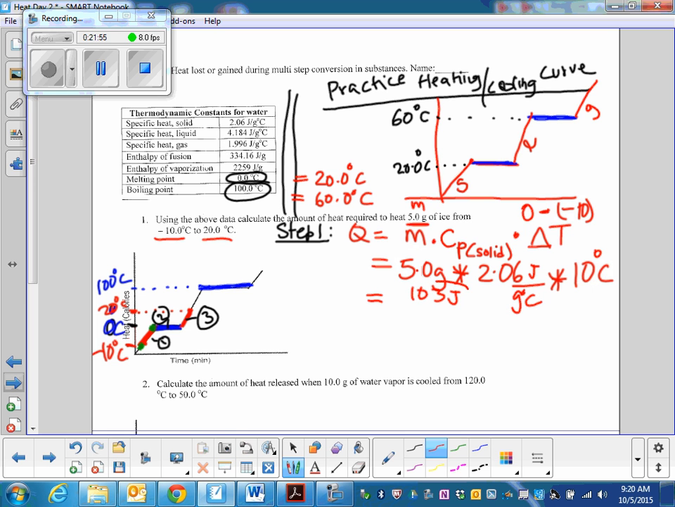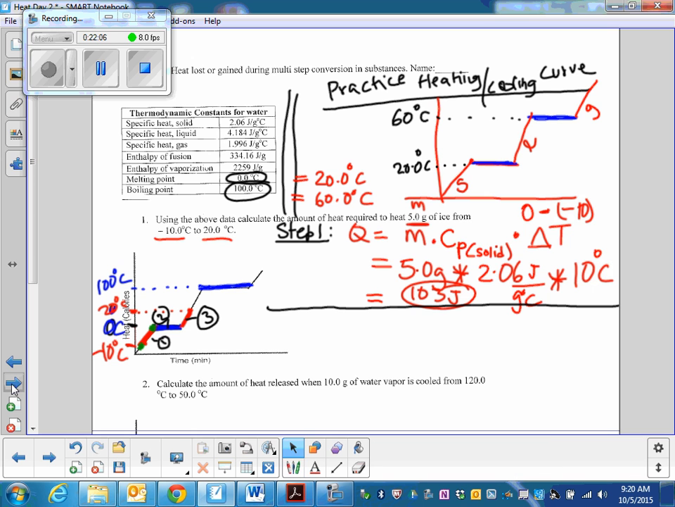Is that right? I have only done step 1. What should I do next? What is my next calculation? My step 2. Is that right? What is happening in step 2? It is melting. So, in my step 2, what is my equation?